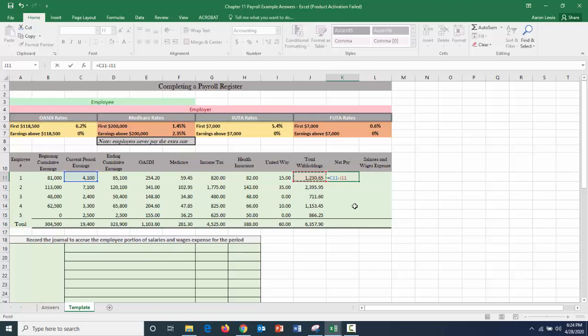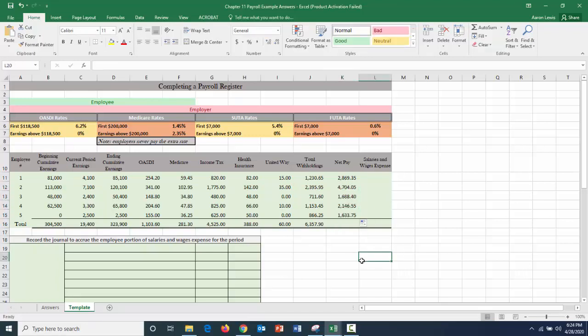$1,230.65 withheld from his or her paycheck for tax purposes, that means that the net pay or take-home pay for employee 1 is going to be $2,869.35. Employee 2, $7,100 in current period earnings, getting $2,395 and change withheld, means that employee 2 is going to take home $4,704.05. And we'll do the same math for everybody else. Always taking your current period earnings minus your total withholdings gives take home pay.